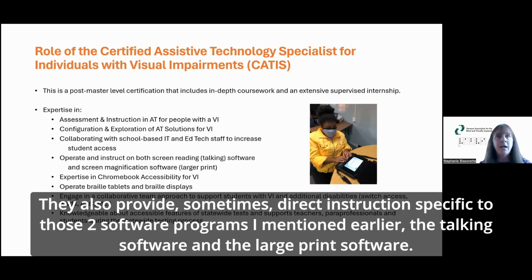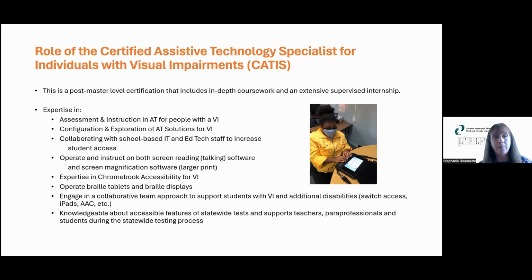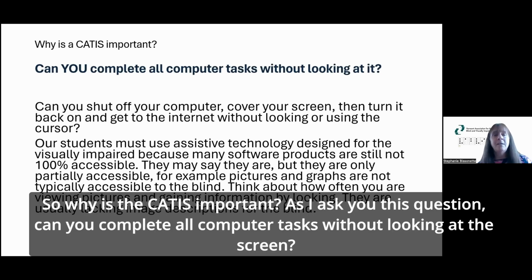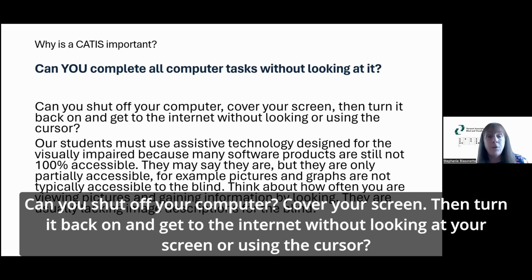They also provide sometimes direct instruction specific to those two software programs I mentioned earlier, the talking software and the large print software. So why is the CADIS important? Because I ask you this question: can you complete all computer tasks without looking at the screen? Can you shut off your computer, cover your screen, then turn it back on and get to the internet without looking at your screen or using the cursor?